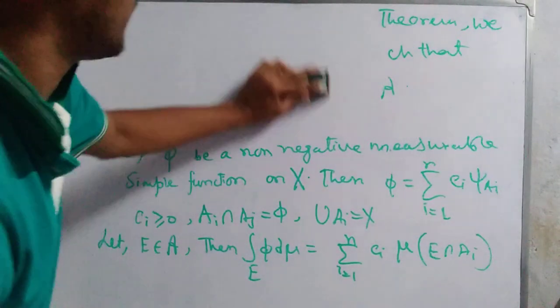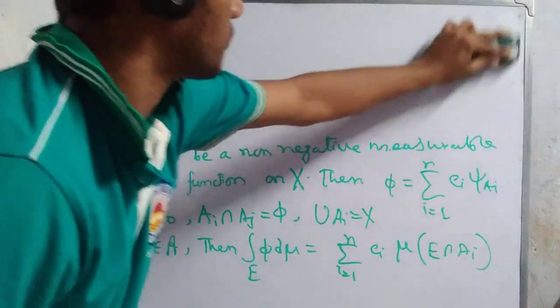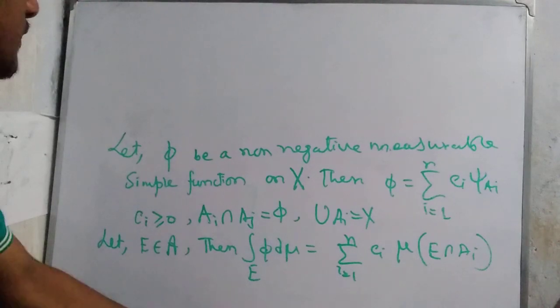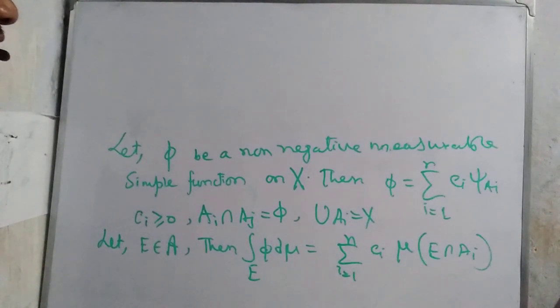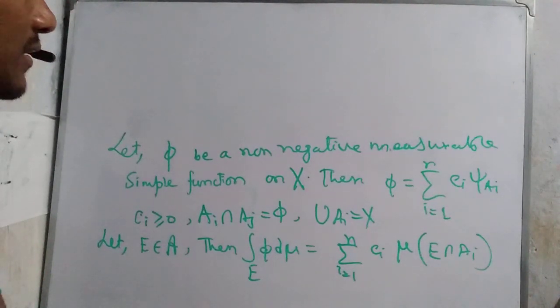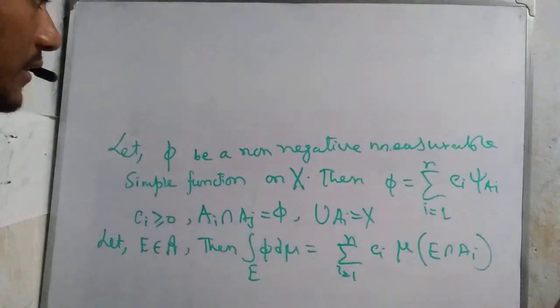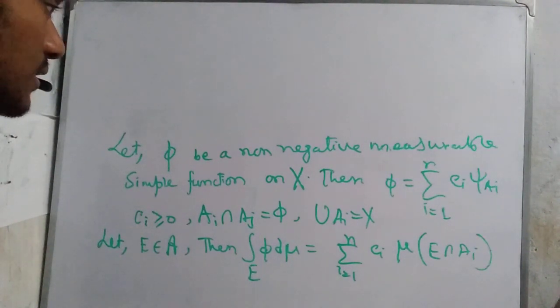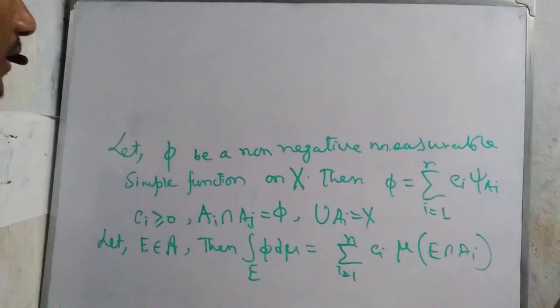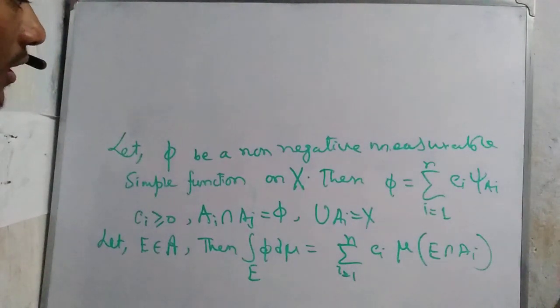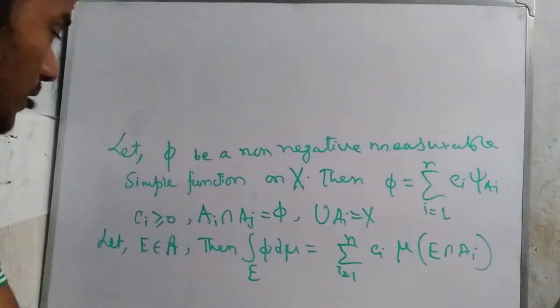So we define a phi. Okay, we define phi as a non-negative measurable simple function, which we also talked about in previous classes. Then phi is obviously the summation from i equal to 1 to n of ci times the characteristic function of ai, where ci is greater than or equal to 0, the ai are disjoint sets, and the union of ai equals x.